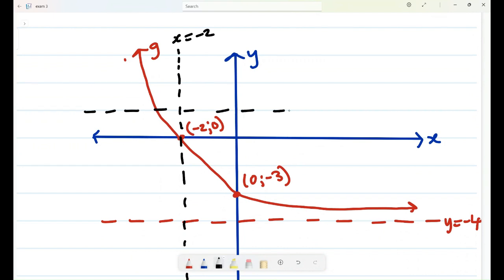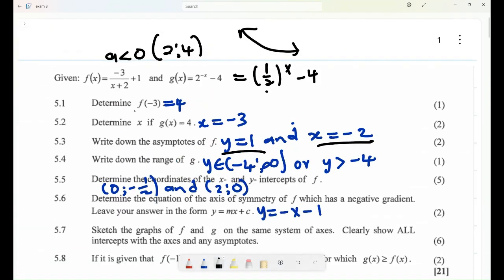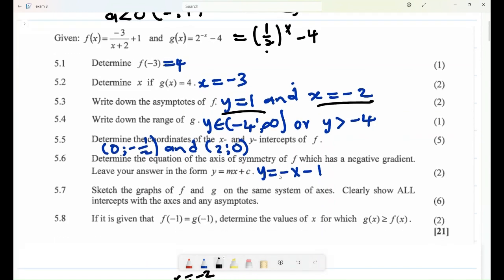Here, this is my other asymptote. Y is equal to 1. Now, the value of a is less than 0, which is negative 3. Remember, less than 0 means it is negative. So it will be drawn on quadrant 2 and quadrant 4. All right? Quadrant 2 and quadrant 4.